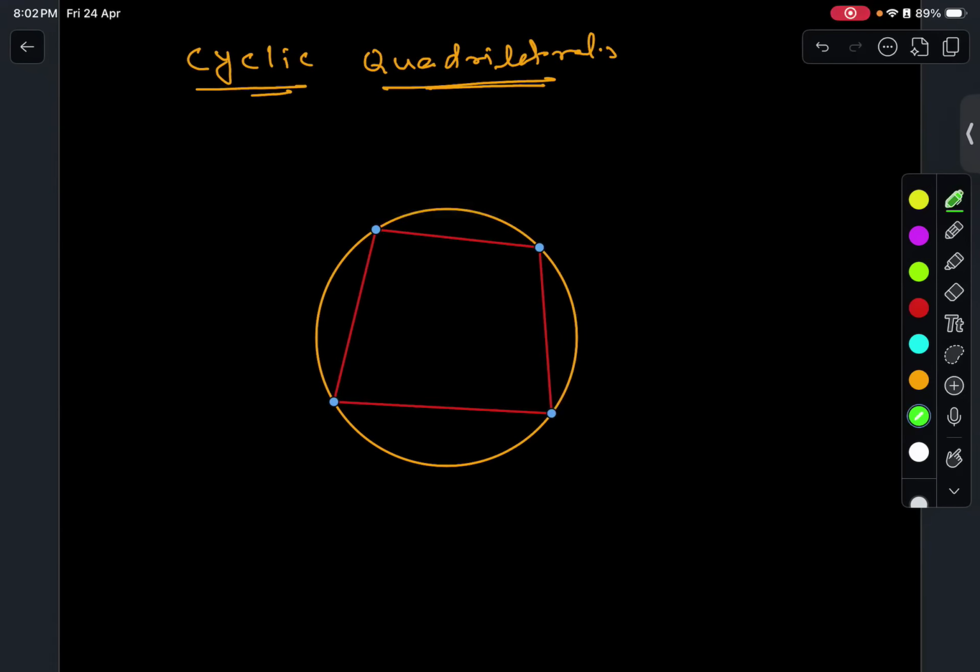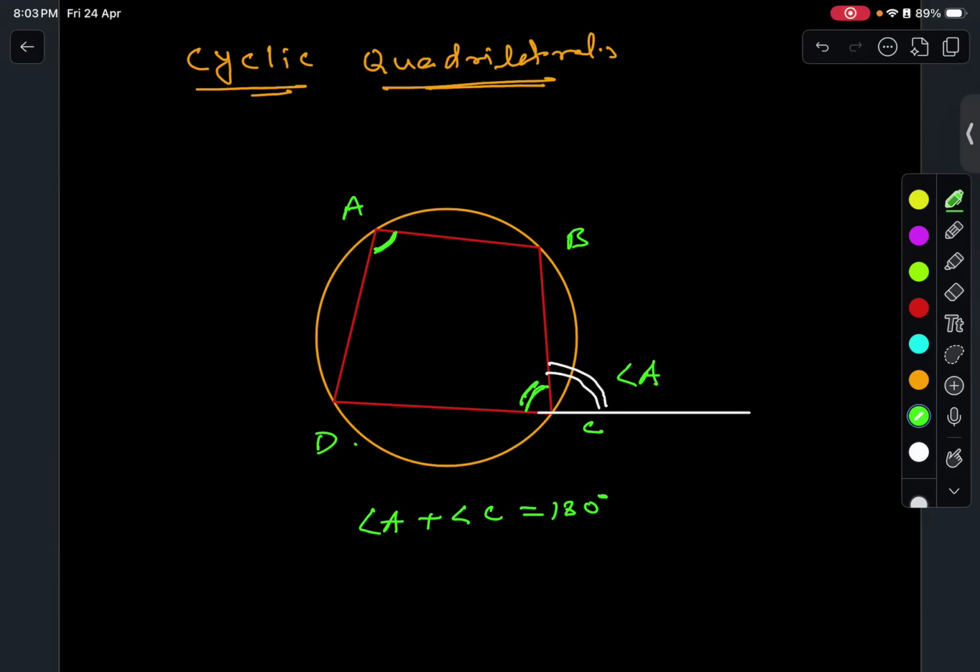Right? This is the quadrilateral ABCD. First thing you have to remember, like we have already studied this, angle A plus angle C is equal to 180 degrees. From this, we can say that these two are the angles, right? So this angle is again 180 minus angle A, which is equal to angle B. So these two angles will be the same, right?